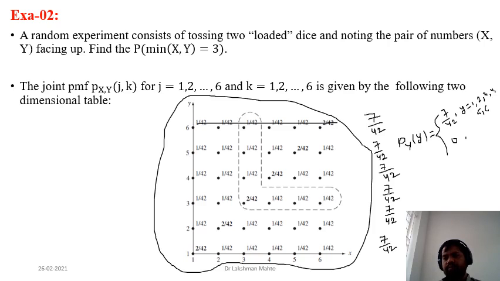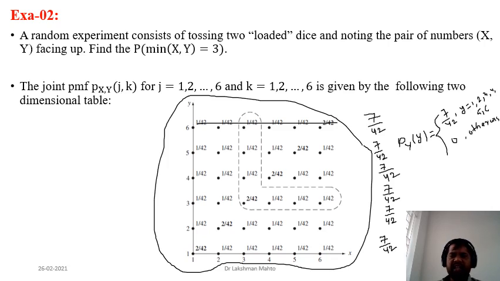Otherwise, someone can claim that when I toss a dice, it would be 1.5 or 2.5 or something like that, or 8 or 9 or 7. Such a scenario is not possible. For those scenarios, the value of the probability mass function would be 0. So that's the scenario. So you got the marginal probability mass function for y.